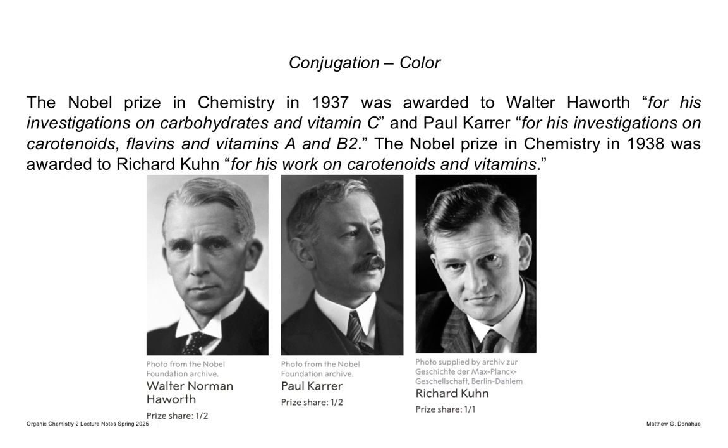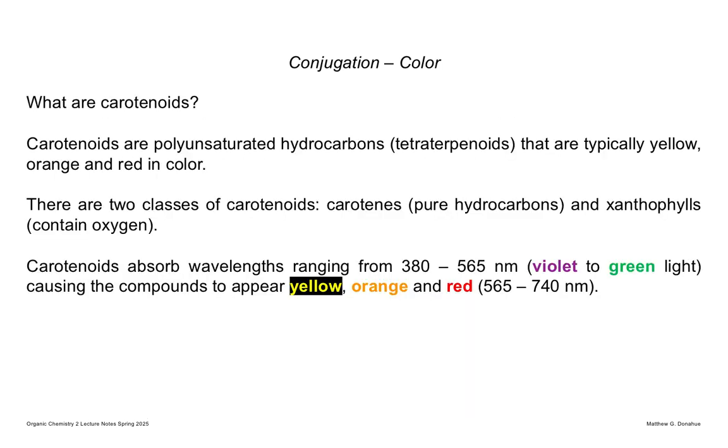Karrer for his investigations on carotenoids, flavins, vitamins A and B2. And then in 1938, Kuhn won for his work on carotenoids and vitamins. This was an era where people wanted to know the structure and function of these molecules. People were really thinking about, okay, why is a carrot orange? Why is a tomato red? What gives it those properties? We'll look at a couple classes of these molecules that have chromophores in them and what gives rise to their color.